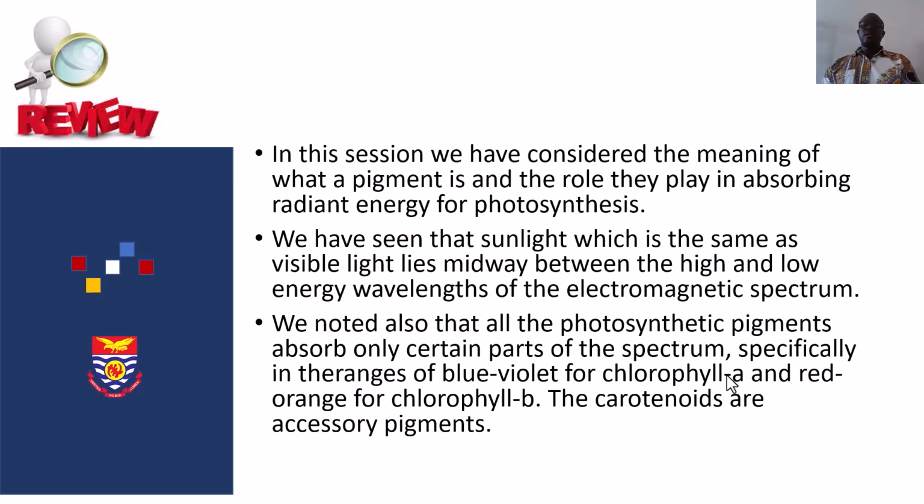So in review, in this session, we have considered the meaning of what a pigment is and the role they play in absorbing radiant energy for photosynthesis. We have seen that sunlight, which is the same as visible light, lies midway between the high and low energy wavelengths of the electromagnetic spectrum. We also noted that all the photosynthetic pigments absorb only certain parts of the spectrum, specifically in the ranges of blue-violet for chlorophyll A and red-orange for chlorophyll B. The carotenoids are accessory pigments.